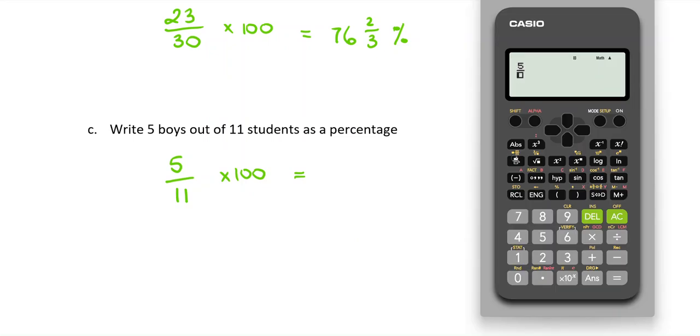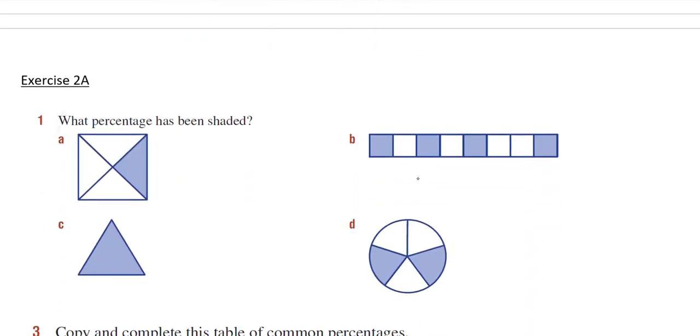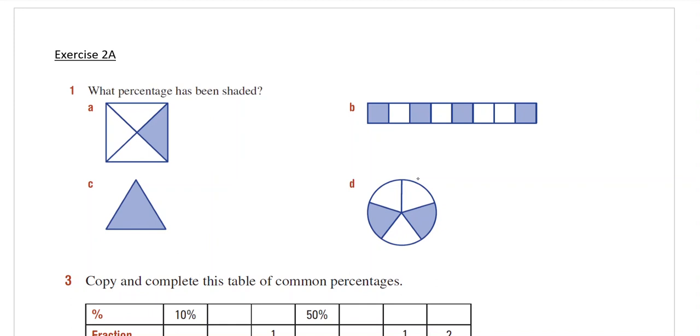So 5 over 11 times 100. Shift SD for the mixed numeral. I get 45 5/11%. So some nasty numbers in there, but that's okay. All right, I think it is time for you to try some over here. 2A.